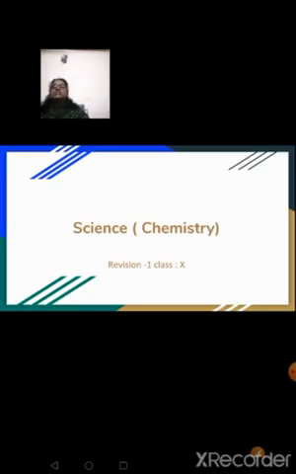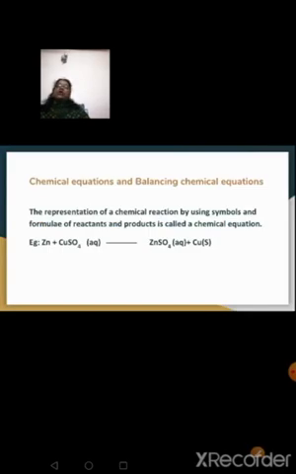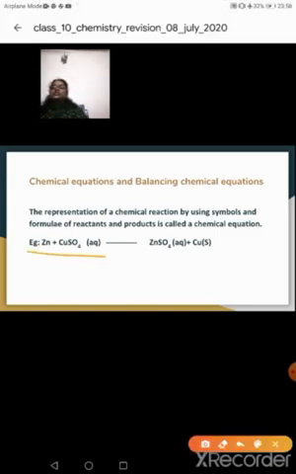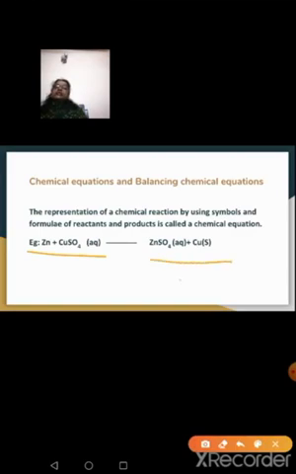So to begin with, I'll start with the chemical equations and how to balance a chemical equation. You all know what is a chemical equation. A chemical equation is a symbolic representation of a chemical reaction. So in this you write the name of the elements taking part in the chemical reaction and the product formed by using chemical symbols, right? So the reactants are taken on the left hand side and the products are taken on the right hand side. So here this portion is your reactant side and this is your product side.